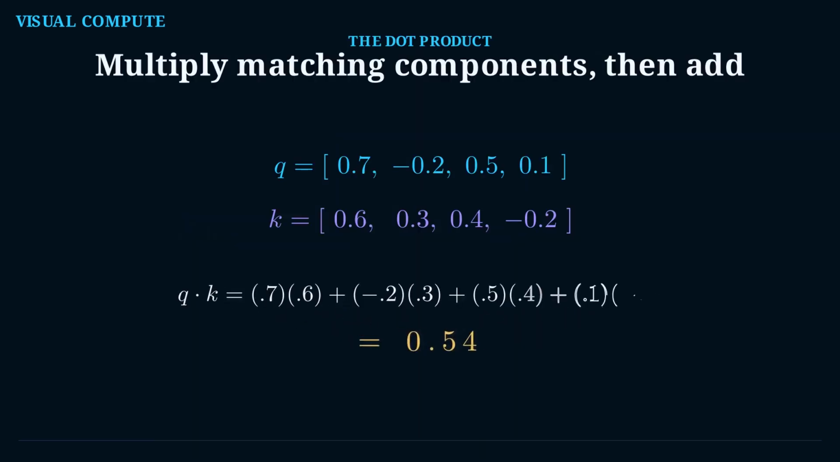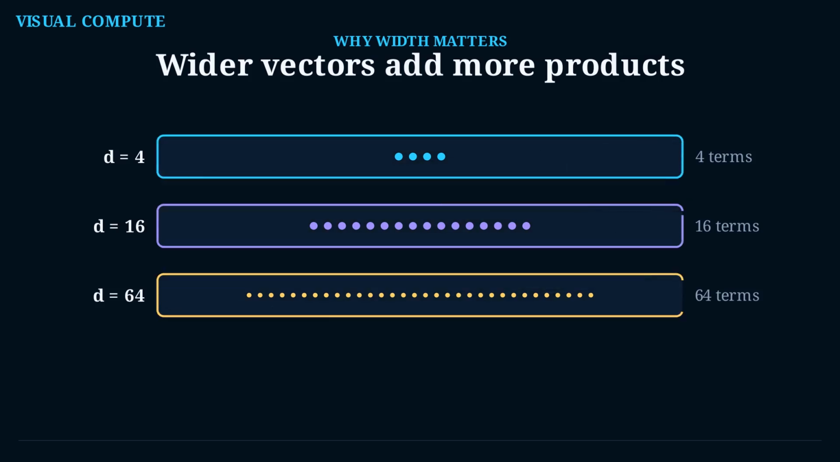To score a connection, line up the query and key components, multiply each pair, and add the products. That sum is a dot product. Components that align positively push the score up. Opposing components pull it down. If the vectors have 4 components, the score adds 4 products. If they have 64, it adds 64. More terms do not automatically mean a better match, but they do change the typical numerical scale.